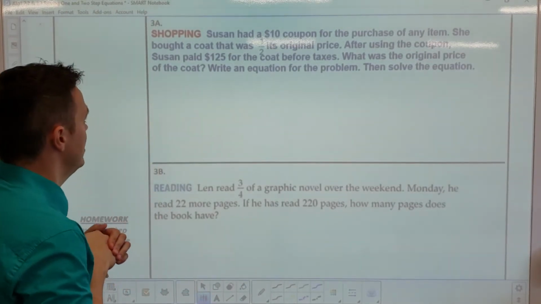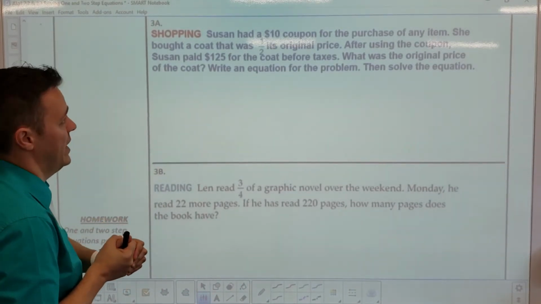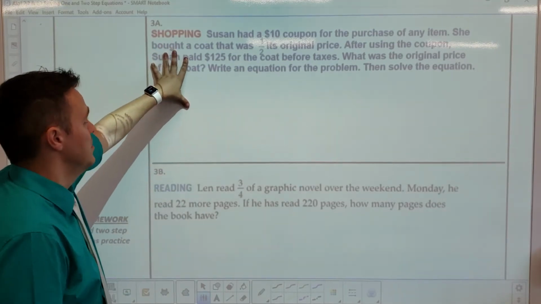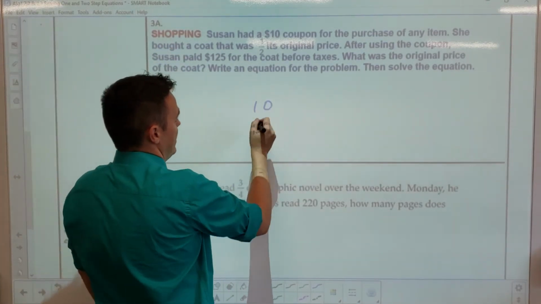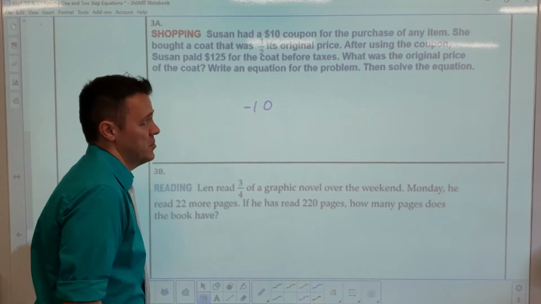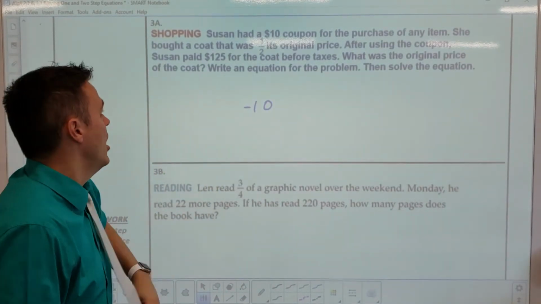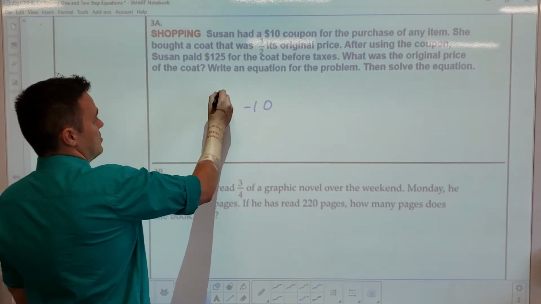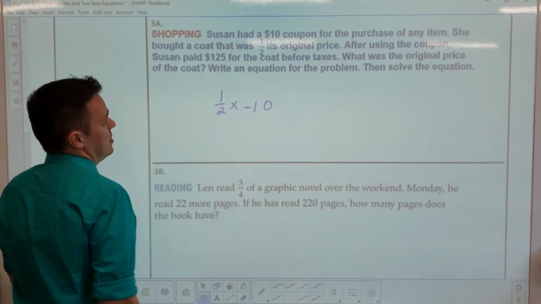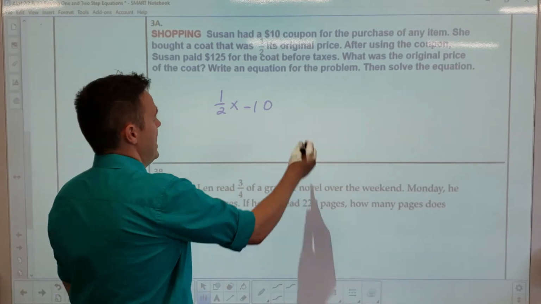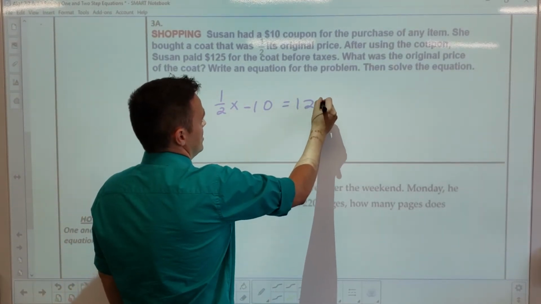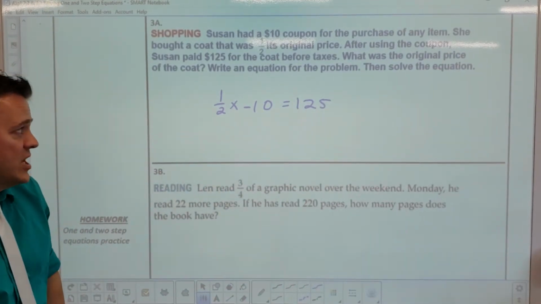Last couple things here. Susan had a $10 coupon for the purchase of any item, okay? So she's got a $10 coupon. Everybody knows $10 actually is a what number? Negative, especially when it's a coupon, because you're taking $10 off. All right, she bought a coat that was half the original price. After using the coupon, she paid $125. What was the original price of the jacket?